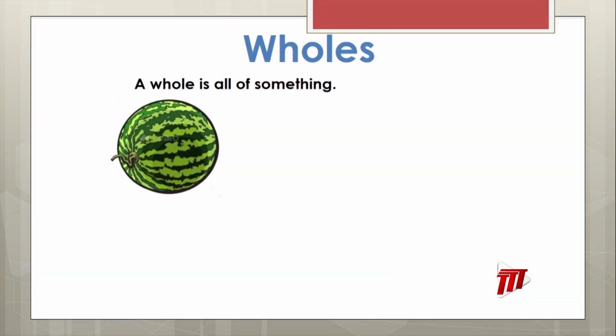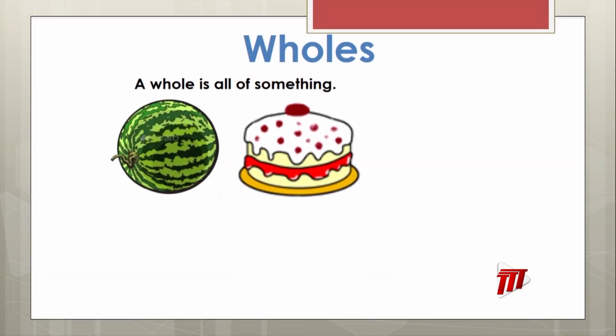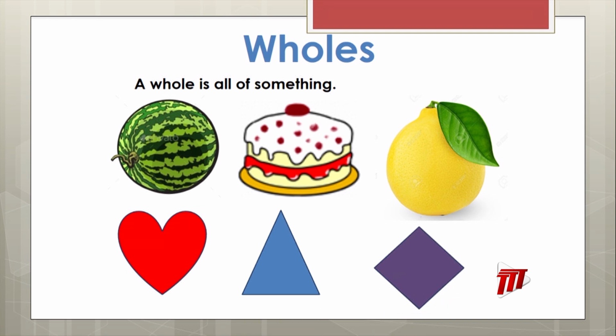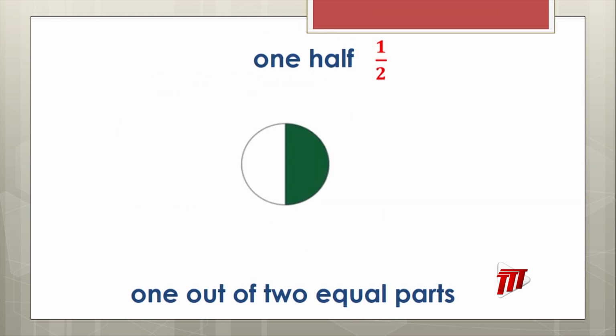So we have a whole watermelon, we have a whole cake, we have a whole lime, a whole heart, a whole triangle. So we have whole objects here, we have whole shapes represented here, okay? So before we go any further, we will review the fractions that you already know. All right? So 1/2, 1 out of 2 equal parts.